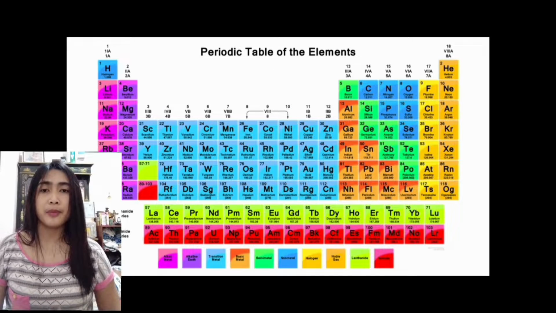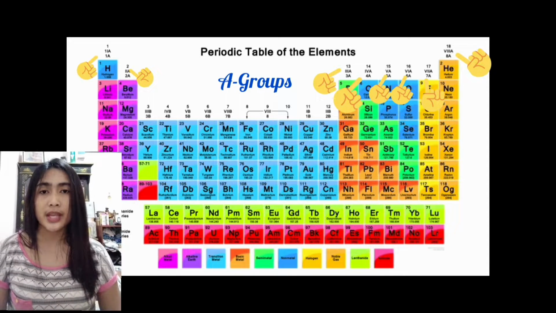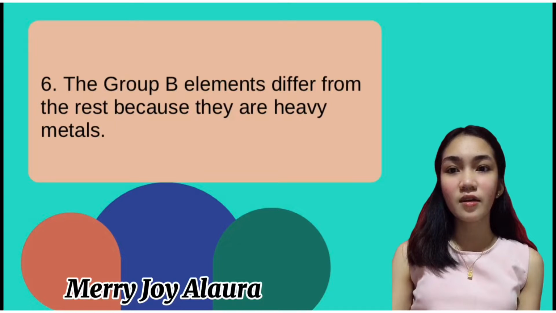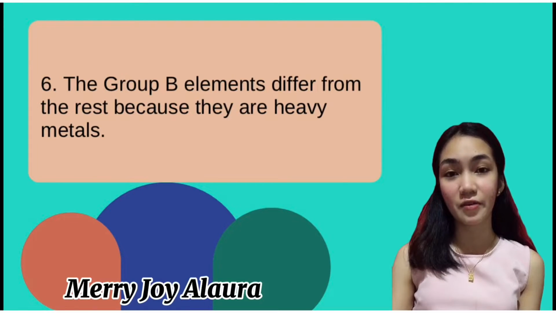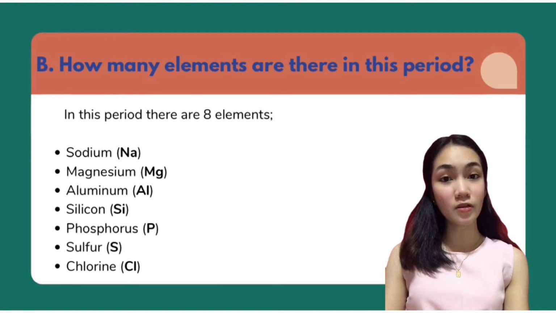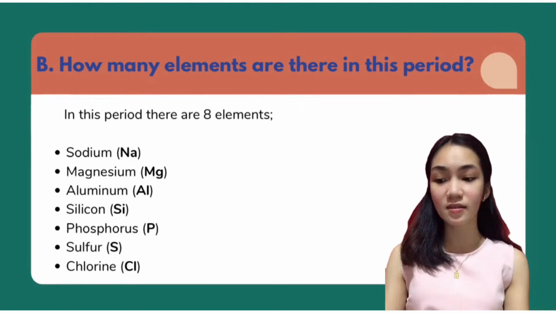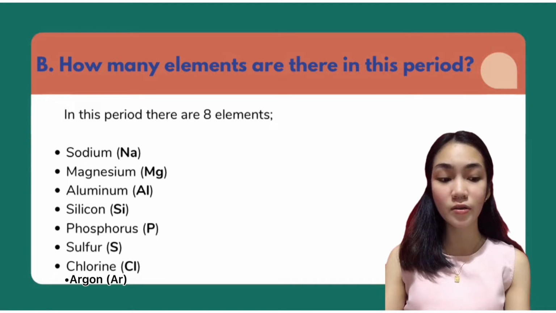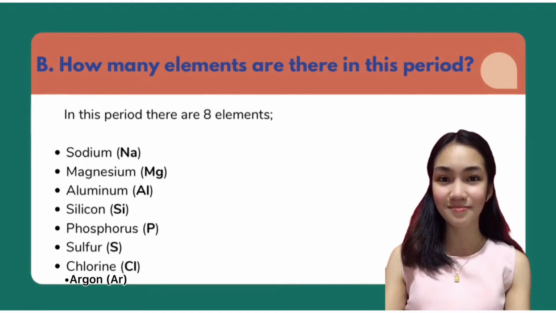The periodic table has the following vertical columns called families or groups: 8 A groups and 8 B groups. The group B elements differ from the rest because they are heavy metals. In period 3, there are 8 elements, starting with sodium, magnesium, aluminum, silicon, phosphorus, sulfur, chlorine, and argon.